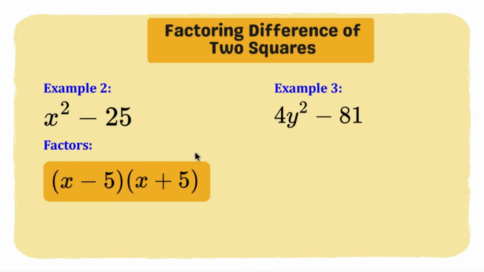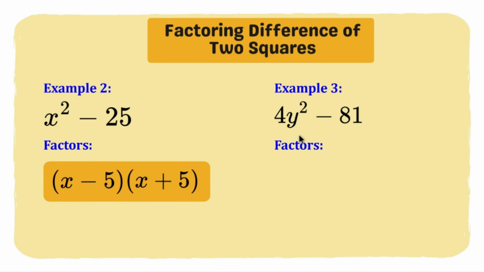Okay, we have here 4y squared minus 81. Ano pong pinagkaiba nito sa example number 2? Meron na po tayong numerical coefficient. So, first, tingnan natin kung difference of two squares siya. So, is this a perfect square? 4y squared? Yes. Is 81 also a perfect square? Yes. 9 times 9 is 81.